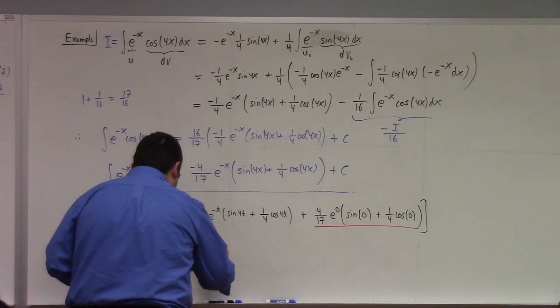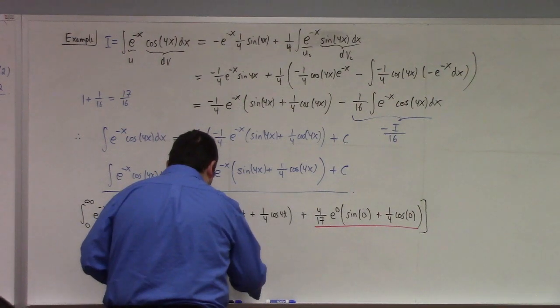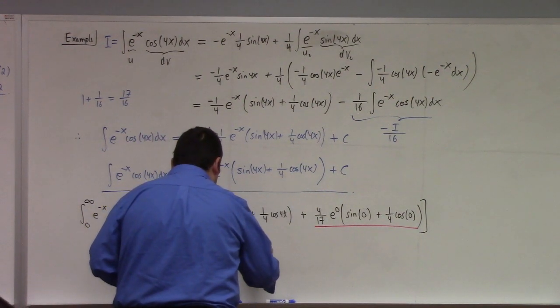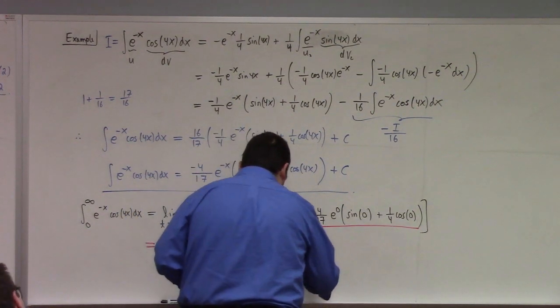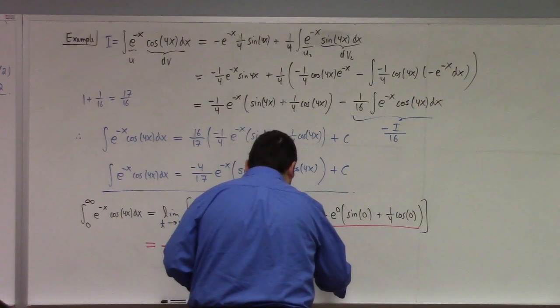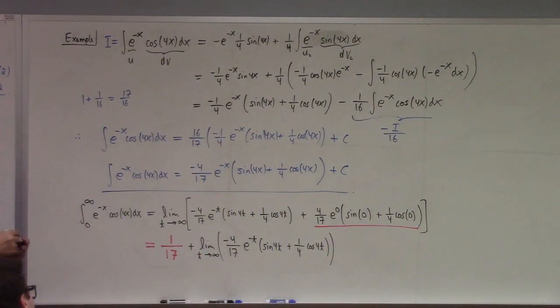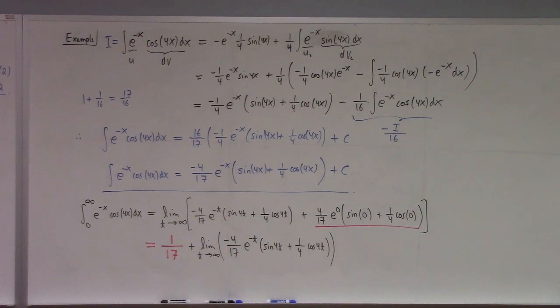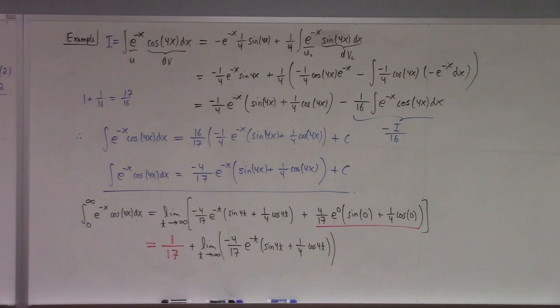the limit as t goes to infinity of minus 4/17 e to the minus t sine of 4t plus 1/4 cosine of 4t. Does that make sense? E to the 0 is 1, sine of 0 is 0, cosine of 0 is 1. So the term underlined in red simplifies to 4/17 times 1, parentheses 1 plus 1/4. The 4's cancel. It leaves us with 1/17.